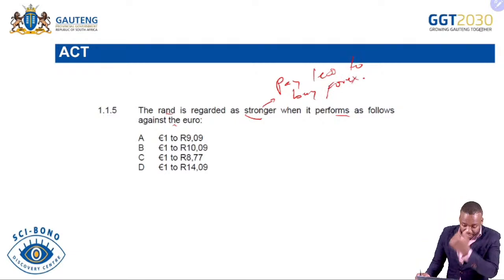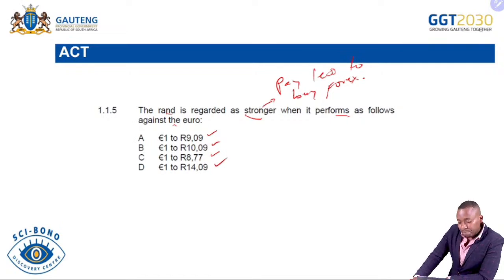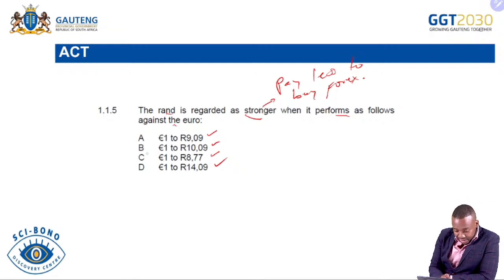Forex, it is what? Foreign currency. Let's check. Number A, rand was 9 rand 9 cent compared to the euro. B, the rand was 10 rand 9 cent compared to the euro. C, the rand was 8 rand 77 cents compared to the euro. Number D, the rand was 14 rand 9 cents compared to the euro. So on which day or when was the rand strong? So our answer here will be what? Sorry, C, because there you are paying what? 8 rand 77 cents to do what? To buy what? 1 euro.